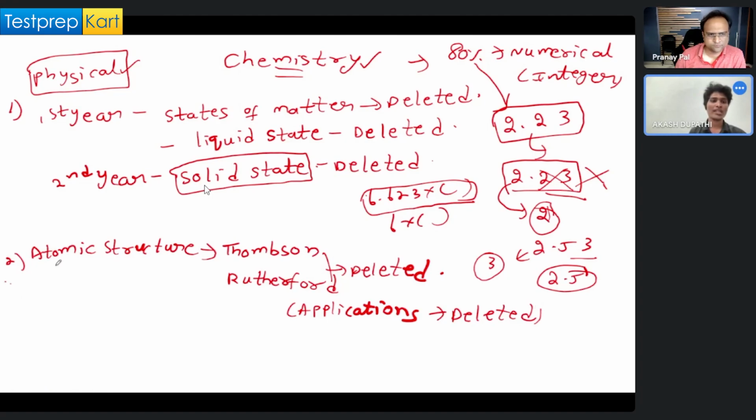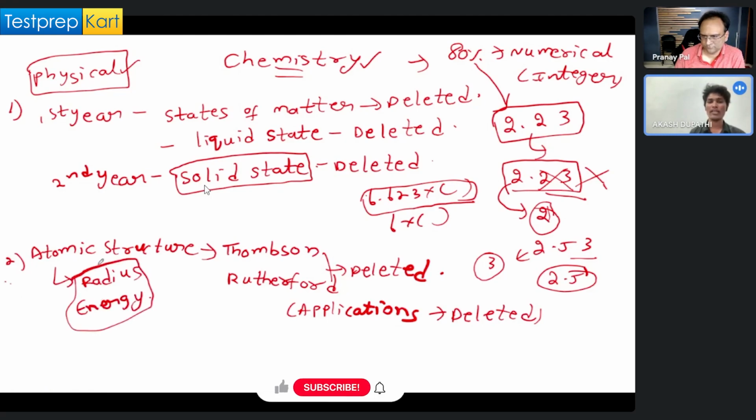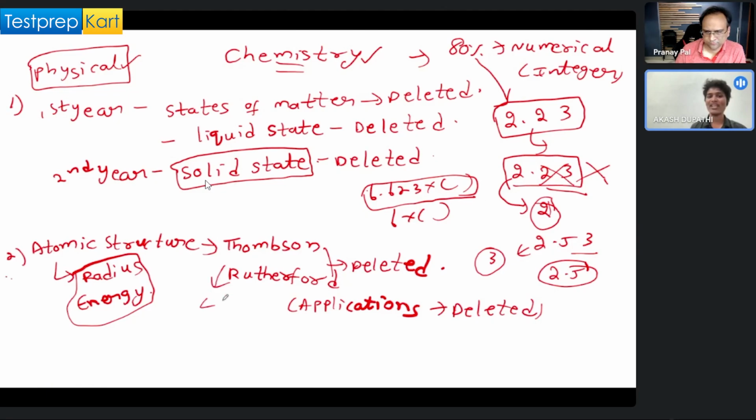In atomic structure, they are just asking to find the radius. Right. They are asking to find the energy of the orbit. Basically, these topics are important. Now also, in the previous year, these topics have been given questions, and now also they will give questions. Basically, the weightage is less; you can expect 4 marks or 0, sir.